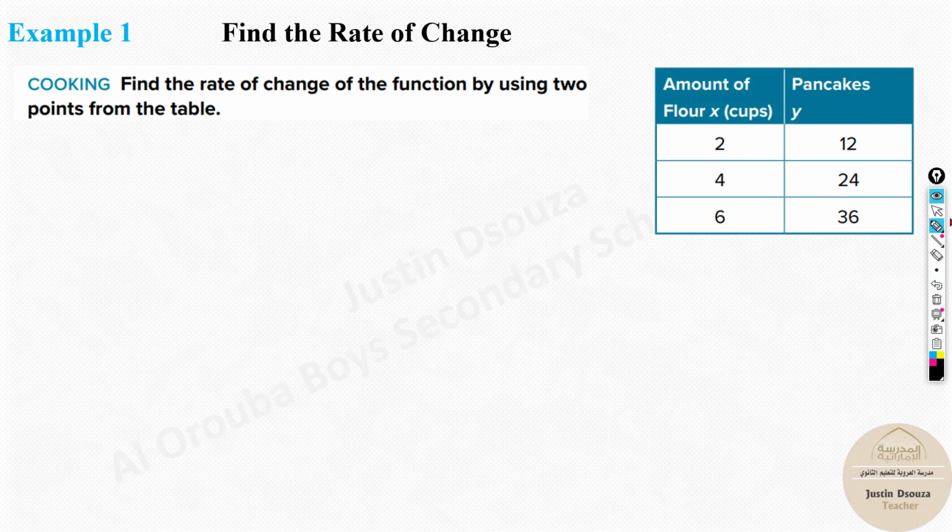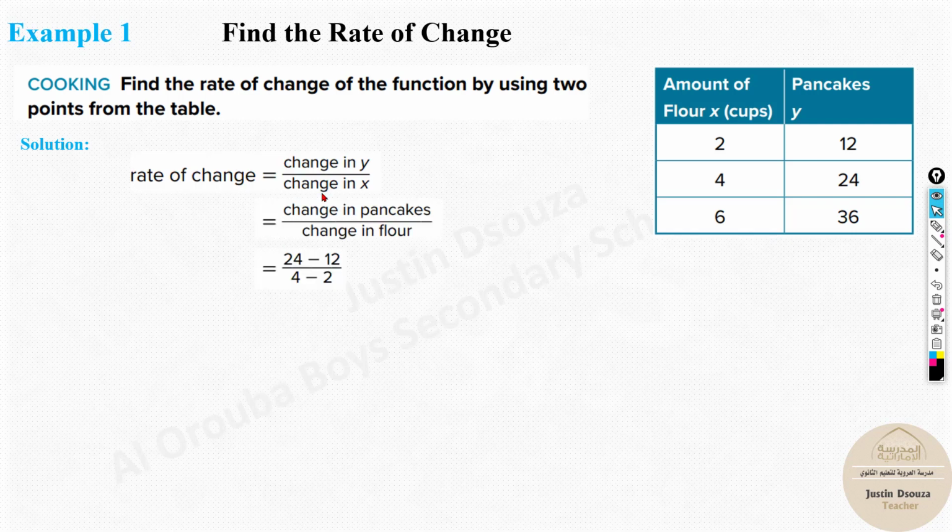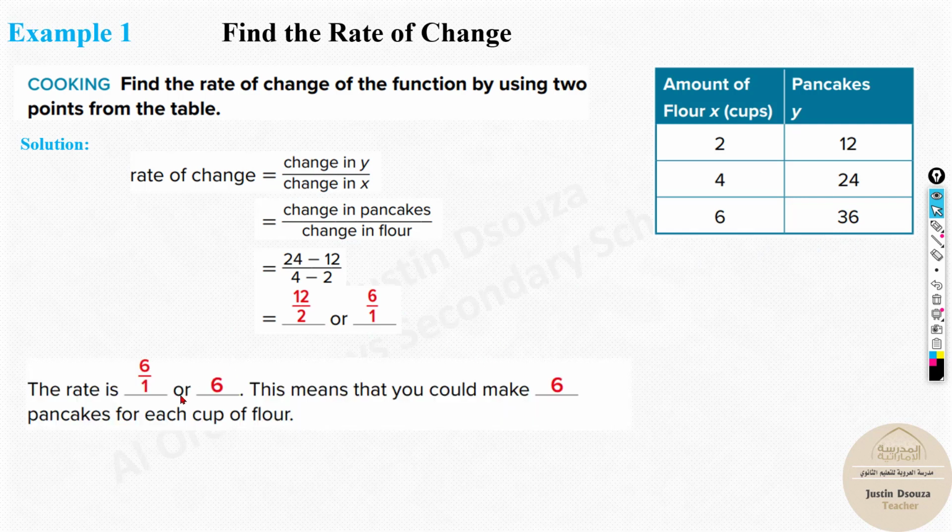So that is the answer. The final answer is 6. All you do is 12 by 2, or 6 by 1. Now, as you increase x by 1, it increases by 6 in the y section. So the rate is 6. That means 6 pancakes for each cup of flour.